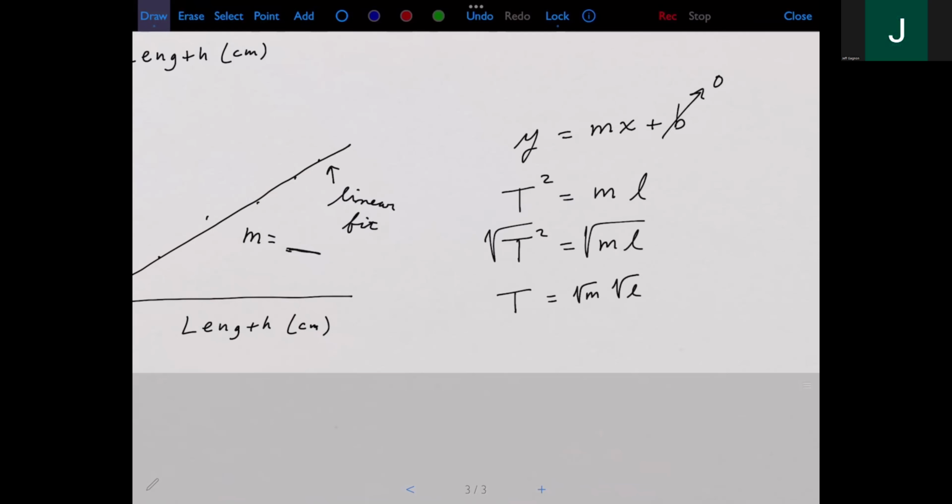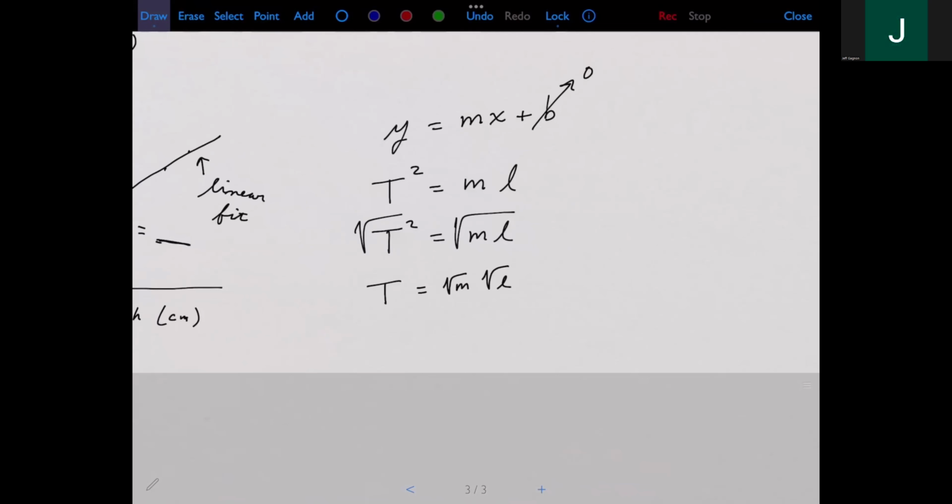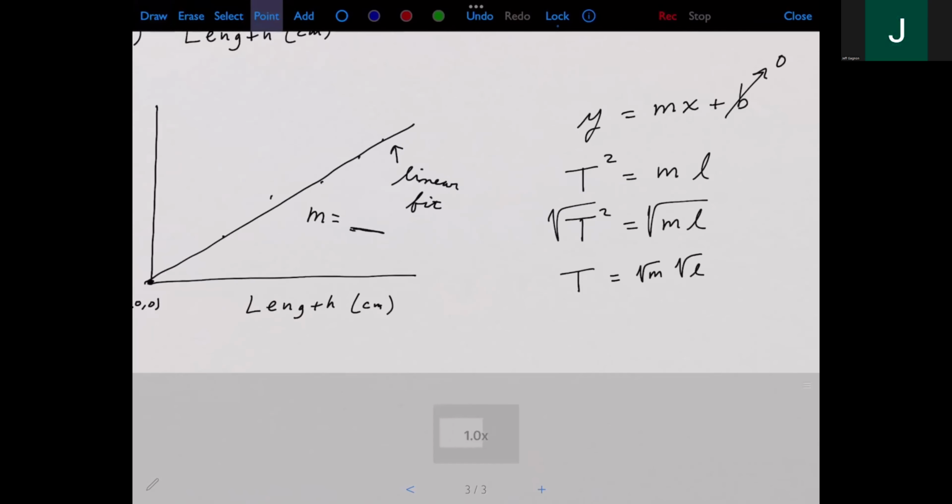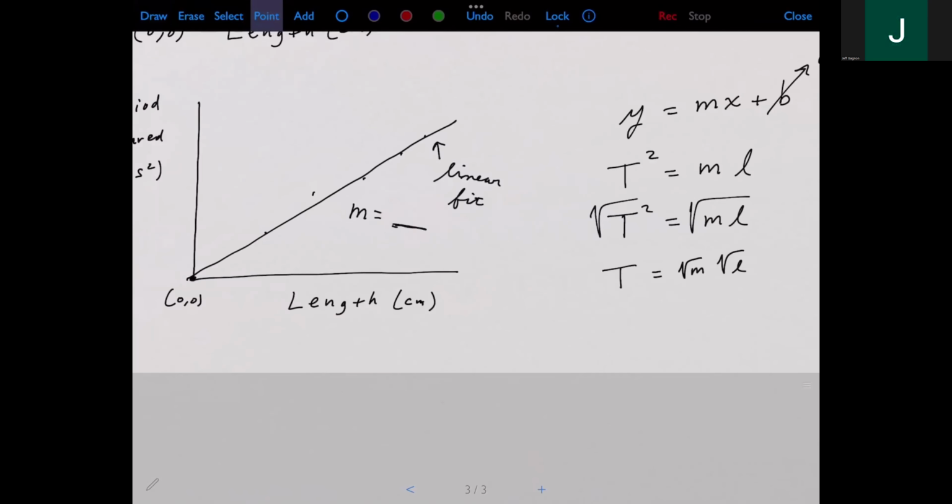Remember, if you have the square root of, say, a times b, in general, you can write it as the square root of a times the square root of b. So I can write the square root of m times the square root of L. This m is the slope of your period squared versus length graph, which you have right here. When you plotted period squared versus length, it gave you that slope value. So you can plug this value in for your m here.